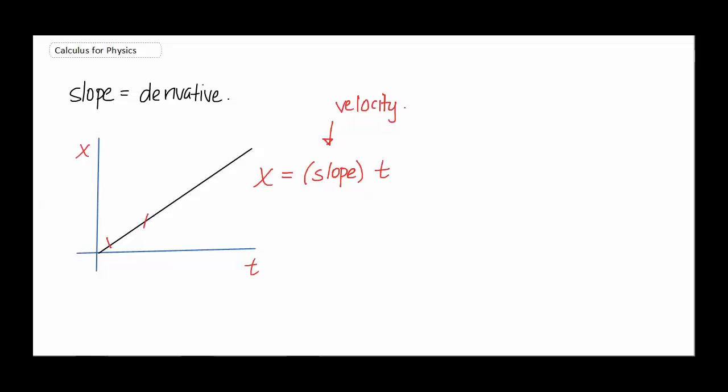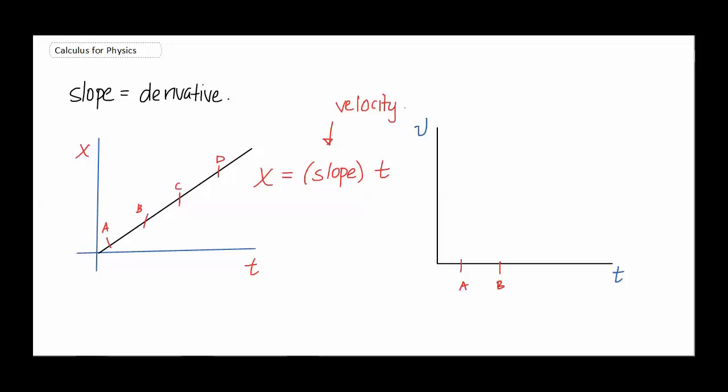Now if we were to split up this position time graph into equal time intervals, maybe call them A, B, C, D, each one of these little time intervals we could find the slope of that segment. And then we could graph those slopes onto a velocity time graph.